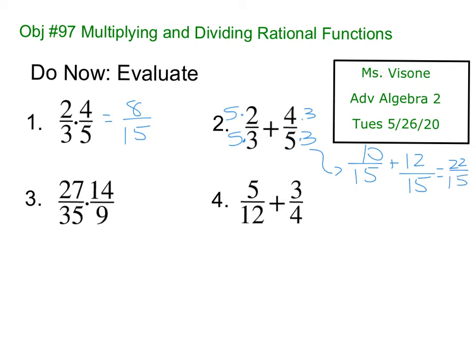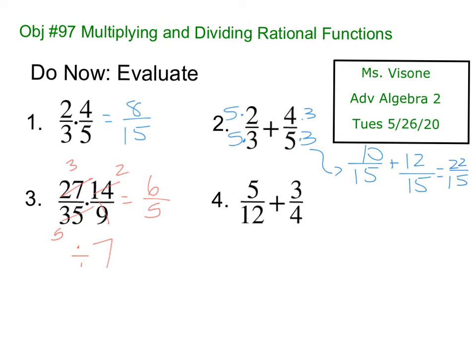All right, now this one, you can multiply across and then cancel. It's easier to cancel. If you look at these, what do you notice? I notice that 9 goes into 27 3 times. I also notice that 14 and 35 are multiples of 7, so I'm going to divide those by 7. I get 2 and I get 5. So now when I multiply across, I get 6 over 5. Significantly easier to cancel.